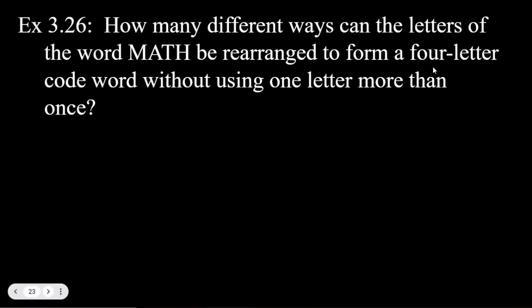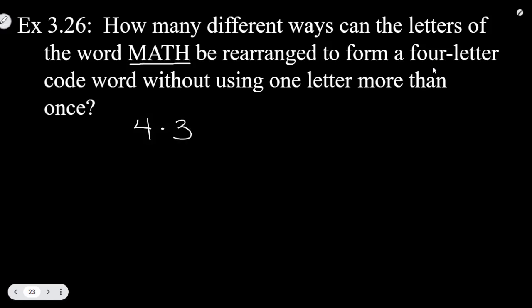Example 3.26. How many different ways can the letters of the word math be rearranged to form a 4-letter code word without using one letter more than once? This doesn't mean that it actually has to be a word, it's just a code of some sort. But notice how many different options we have for the first letter. There are 4 different letters to choose from. So for the first letter, we have 4 different options. But once we've used one of those, whether it's the M, the A, the T, or the H, we only have 3 letters left for our second choice because we are not using any letter more than once.